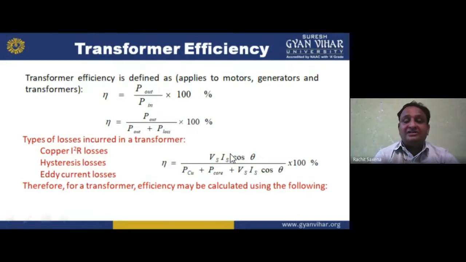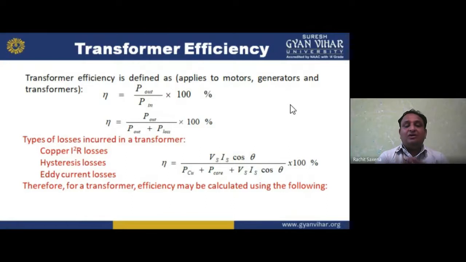The output is V2 I2 cos theta, that is secondary, P_Cu, that is copper loss, P_core, that is core losses, magnetic losses, and we have V2 I2 cos theta into 100%. That is the formula for efficiency in a transformer. If I want to know the formula, I want to identify the losses. So there are two types of losses, copper loss and core loss.